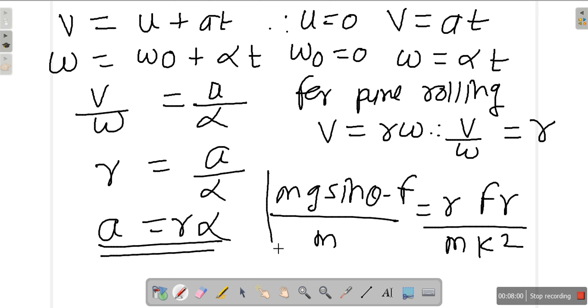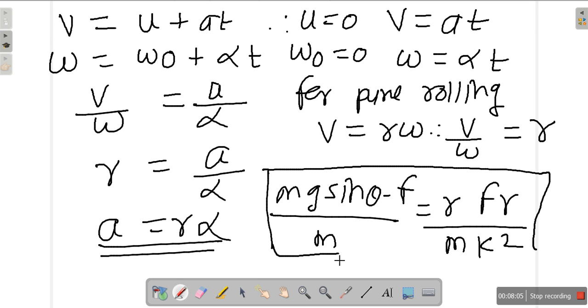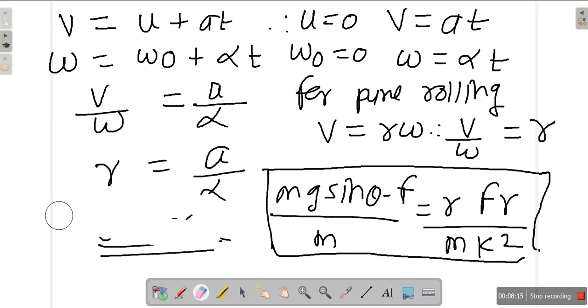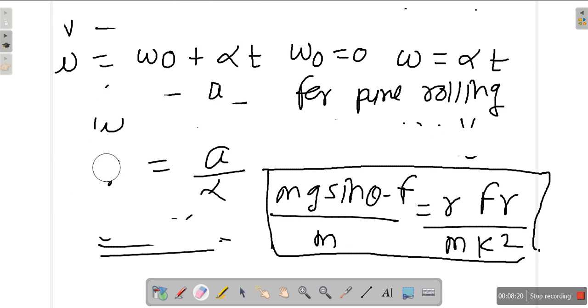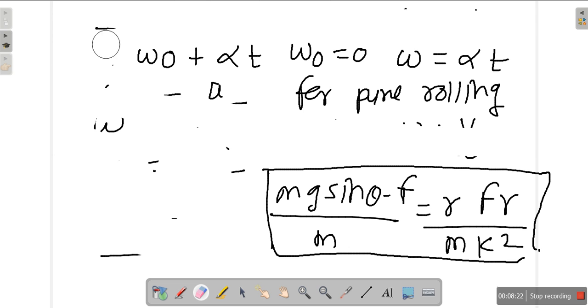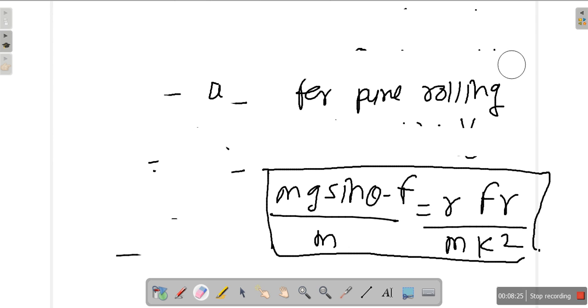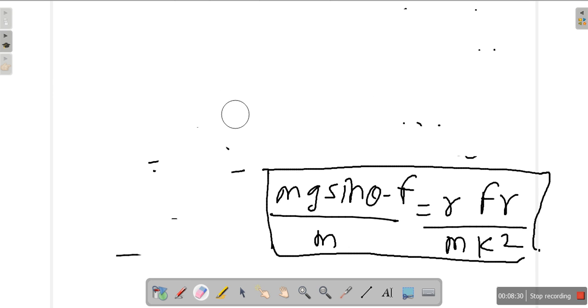Now using this relationship, I am going to find the force of friction. So let us rearrange the terms and get f on one side, so that we will be able to obtain the value of frictional force required for pure rolling. This is the minimum force of friction which is necessary for rolling, and in this case the rolling will be pure without slipping.